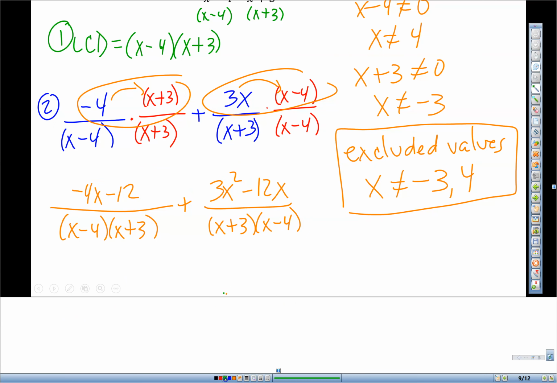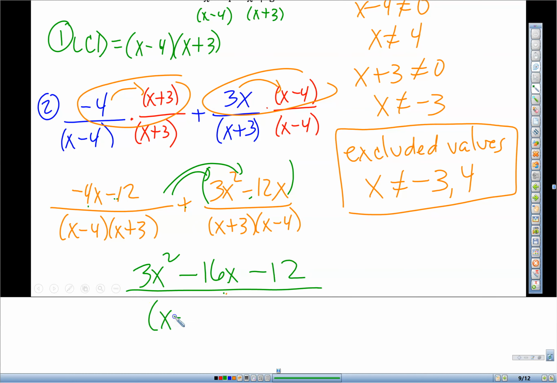Now I'm going to add my numerators. So technically I'm adding both of those. Here again you want standard form, which starts with the highest power of our variable x. So we have 3x squared, because we're adding 3x squared and there's no other like terms. We have a negative 4x plus negative 12x, so that's a minus 16x. And then we have the constant of minus 12 at the end, over.